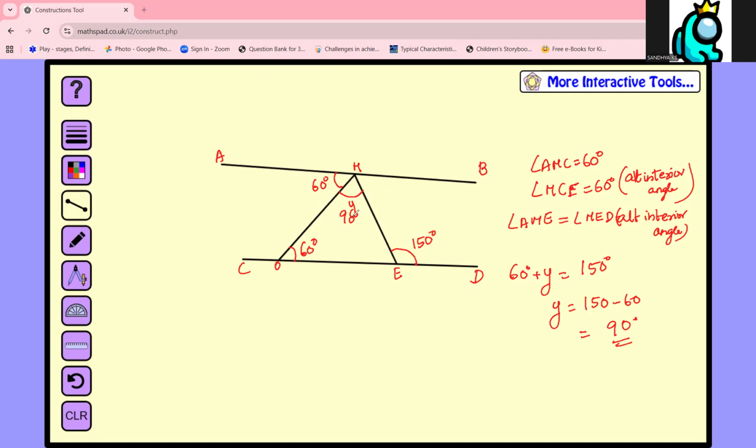Understood? So we can use alternate interior angles like that. Questions also come with transversals, and they will give them like this. You can find them. Okay. Thank you, and I hope you understood.